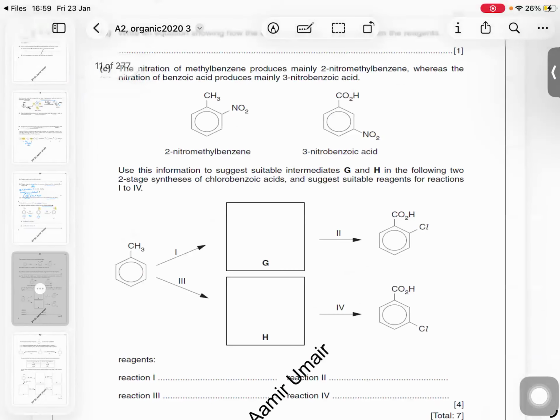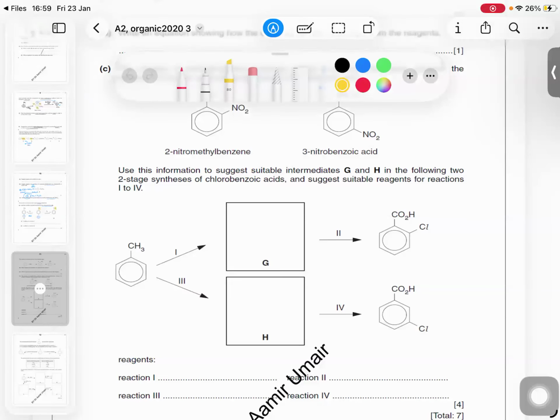Here. Can you see the two diagrams? The methylbenzene is turning into what? 2-chlorobenzoic acid and 3-chlorobenzoic acid. That clearly tells you in one product, first chlorination has been done, and then it turns into the acid.